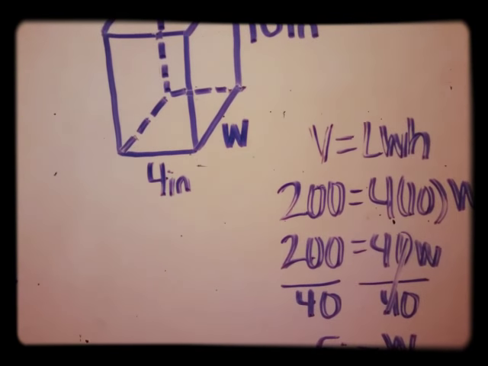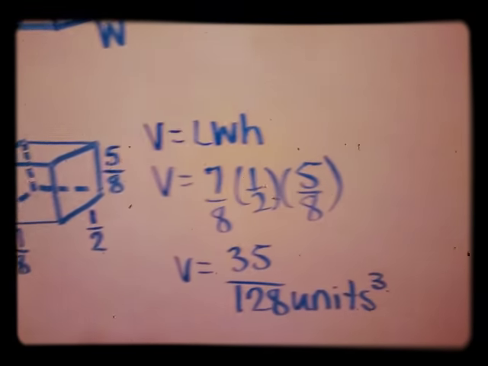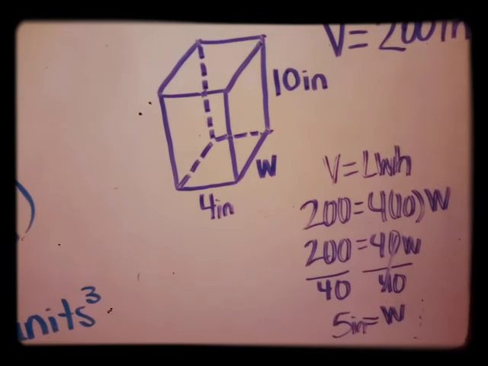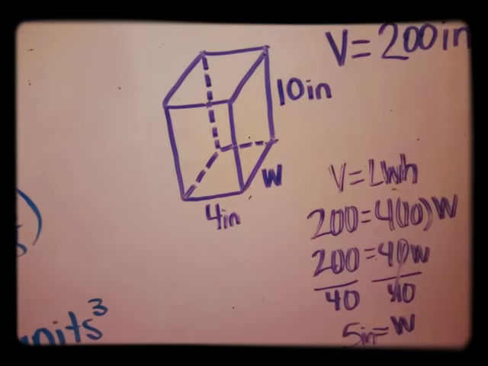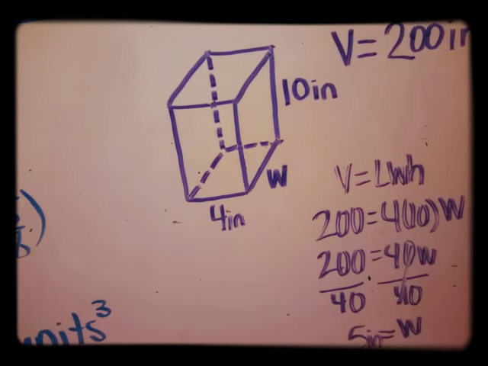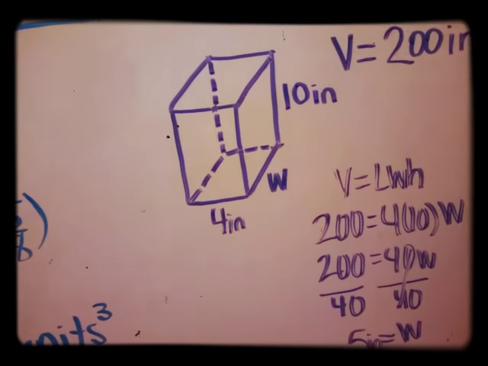So there are 2 types of problems we have here. The first was finding the volume of a rectangular prism. The second was finding a missing dimension when the volume was already given, in this case 200 inches cubed. You have to create an equation, and you have to isolate the variable by performing the inverse operation.